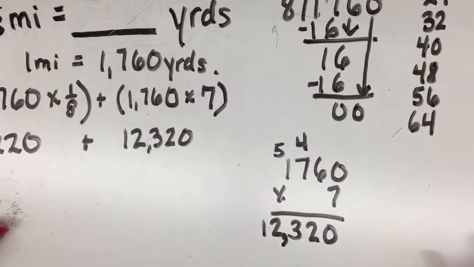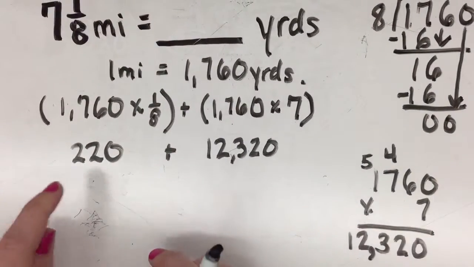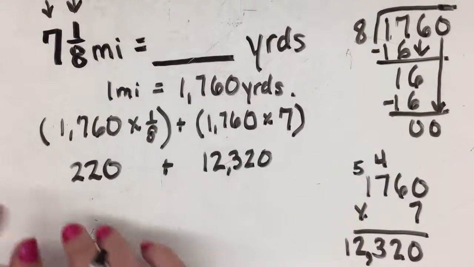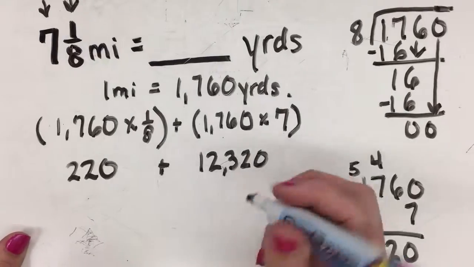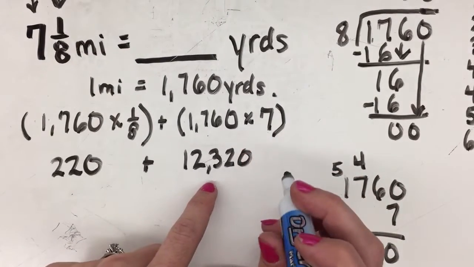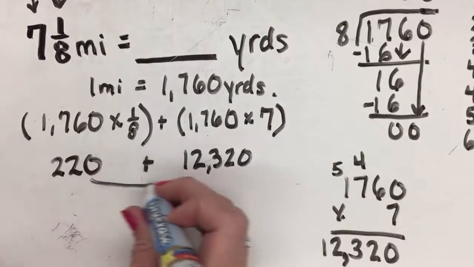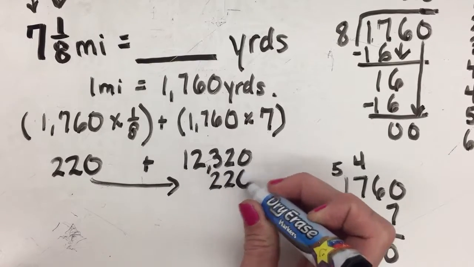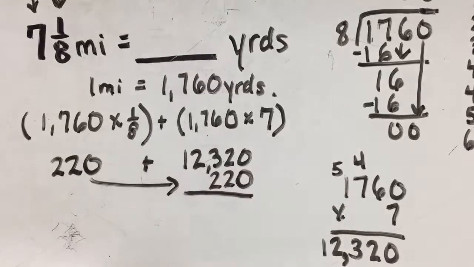So what I need to do now is take the 1/8 of a mile plus my 7 miles and join them together. The best way for me to do that is to rewrite it vertically. Since I already have this one here, I'm just going to rewrite it right underneath, making sure that my place value digits are all lined up.